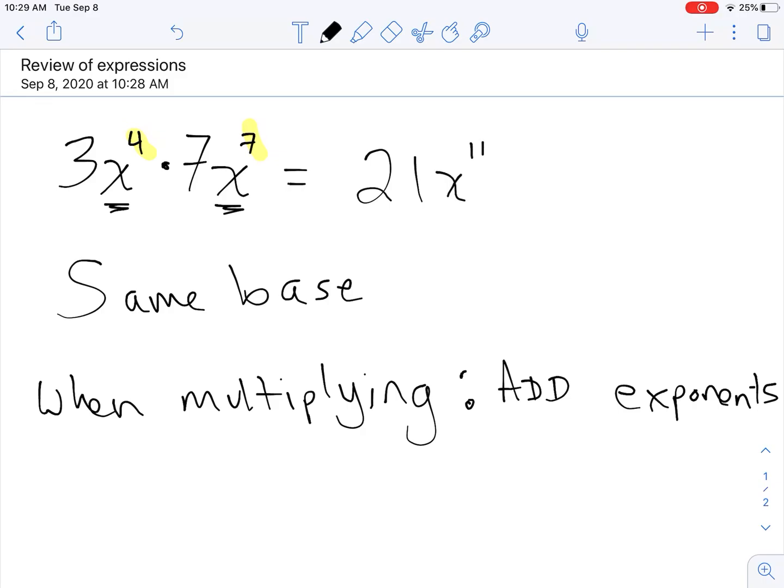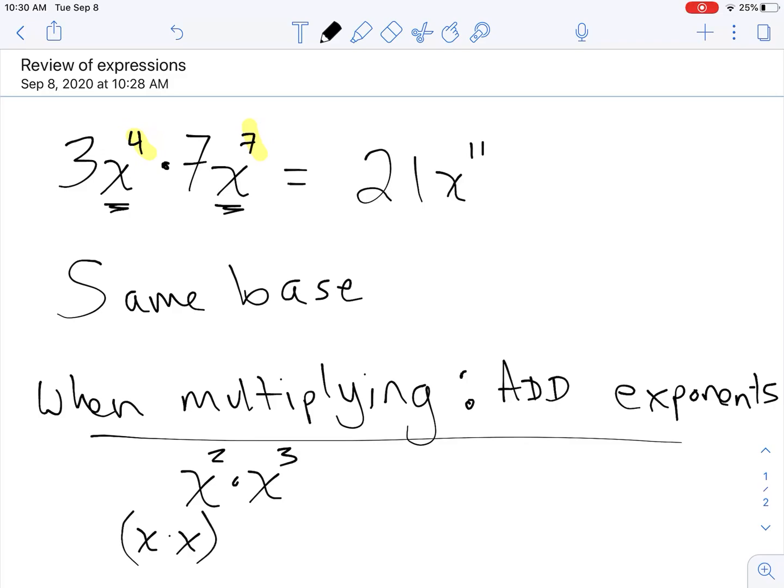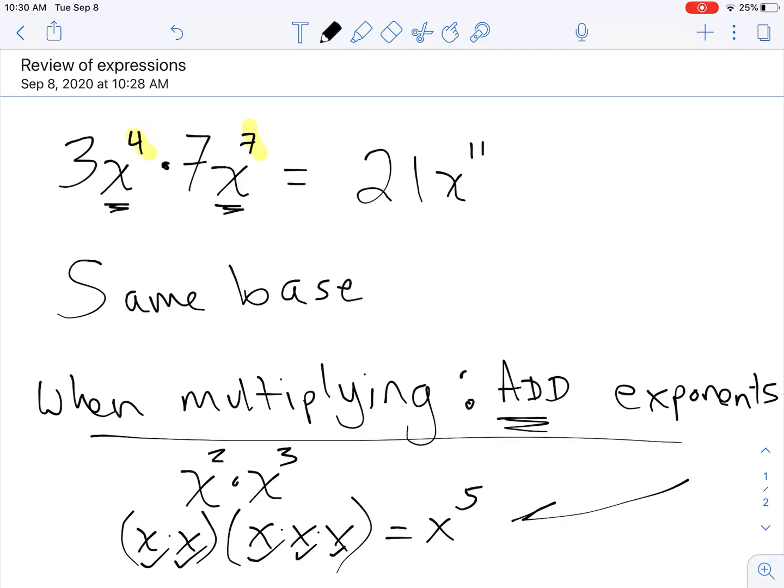If you ever are unsure, it's so nice, you don't have to memorize this. Just think about this. If you had x squared times x cubed, that's really x times x times x times x times x. So how many x's is this? 1, 2, 3, 4, 5. X to the 5th. And so that would remind you, oh yeah, that's right. When I multiply them, I add them. So I never want you to have to memorize. You can always create a simple situation to remind yourself how it works.